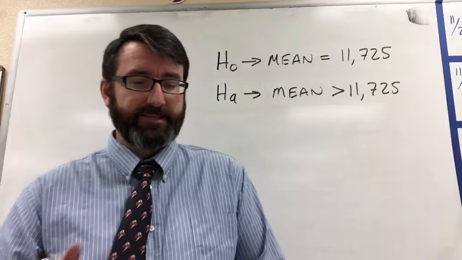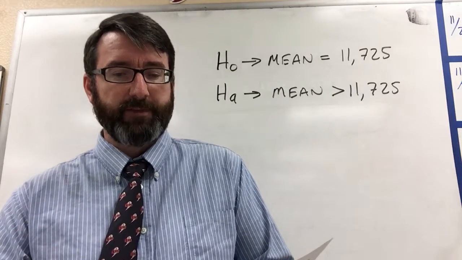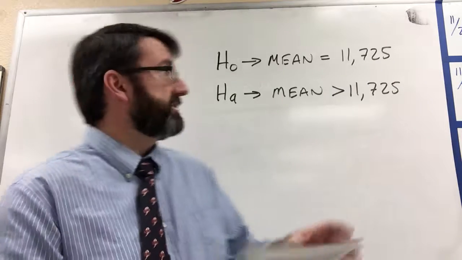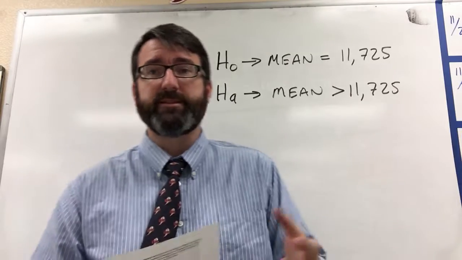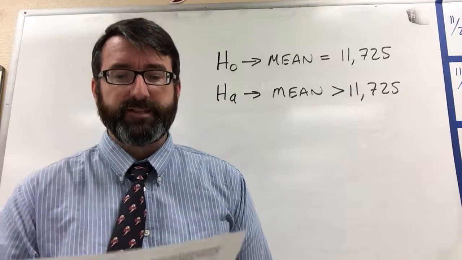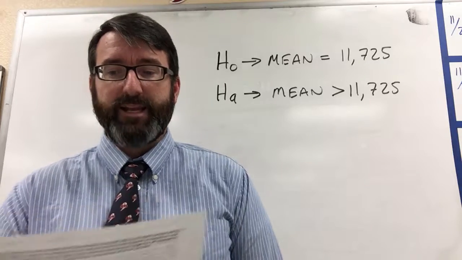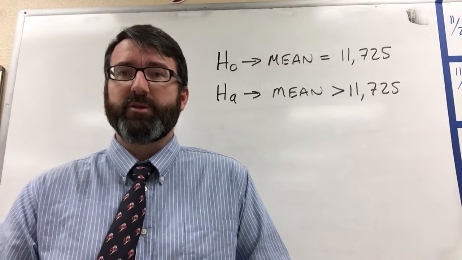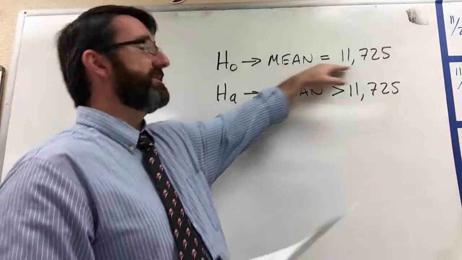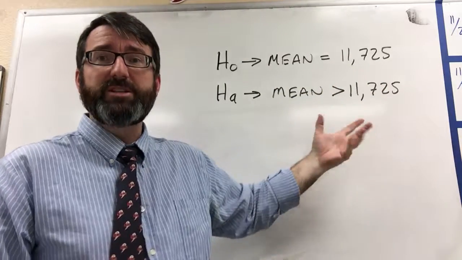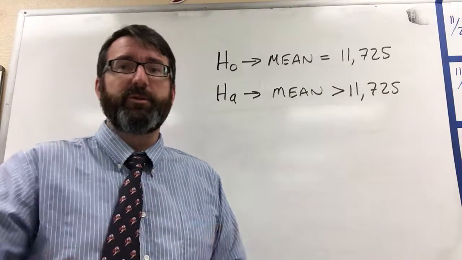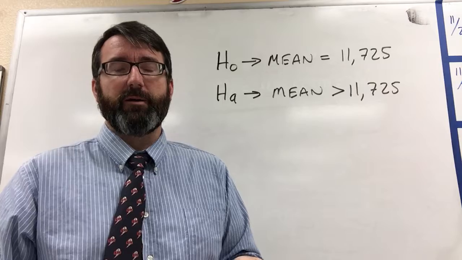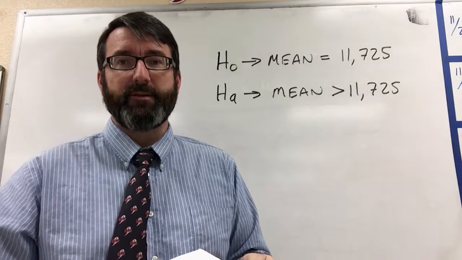Well, we need to look at this last sentence. Assuming that the mean annual mileage for all cars in his fleet is 11,725 miles. So assuming that this null hypothesis is true, the probability of selecting a random sample with a mean annual mileage of 12,000 miles or more is 0.01. So there's just a 1% chance that this is true, but we just happen to have found 225 cars that have a mean annual mileage of 12,000 miles.